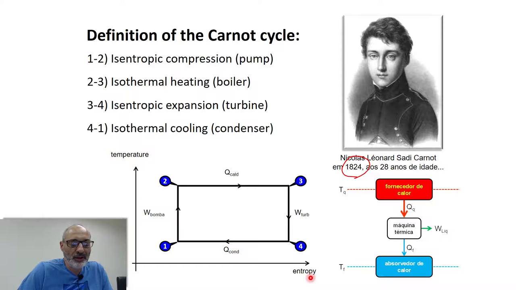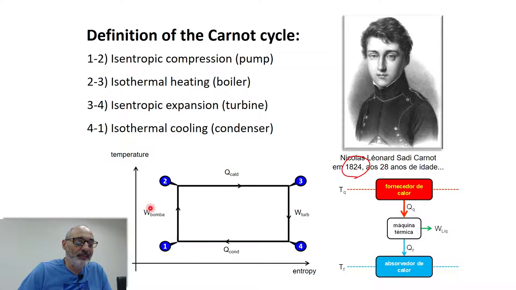But if I use temperature and entropy, the heat absorption part is isothermal, and the heat rejection part of the cycle is also isothermal. So my working substance is going to reject heat to the heat absorber at constant temperature. So you have two horizontal segments, and between low temperature and high temperature, you have to change pressure levels also.